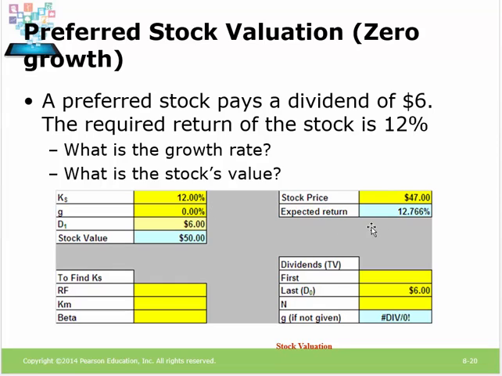Now, if we go out and look up on the internet and find out this stock is selling for $47, quite simply, would you pay $47 to get something worth $50? Well, sure you would. The cost of the stock price is less than the expected price, which means this stock is currently undervalued. You'd like to buy this. The expected return is 12.76%. We wanted 12% as a minimum, and if we buy it at 47, we expect to get 12.76%. So this is a good investment for us to make.